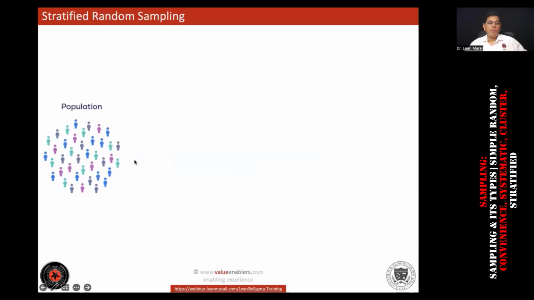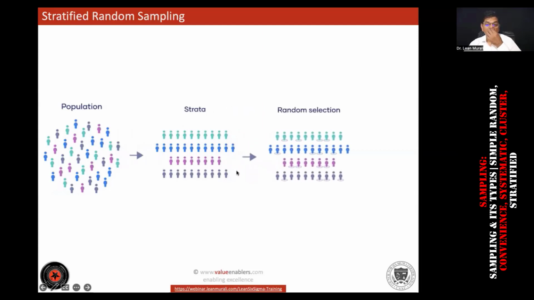Suppose this is a huge population, and you find in the population some pink, blue, gray, and green people. Now you start stratification: the strata are blue separately, green separately, pink separately, and gray or black separately. Then you do random sampling from each of these. You see this one selected randomly, this one selected randomly, and finally you find this sample.